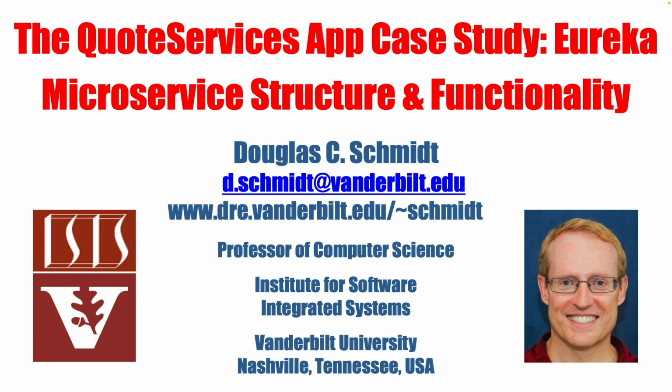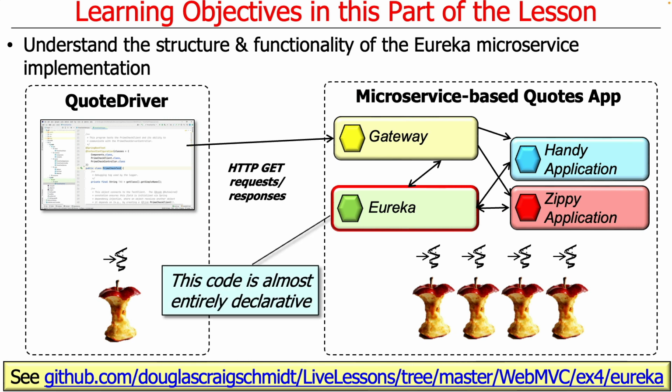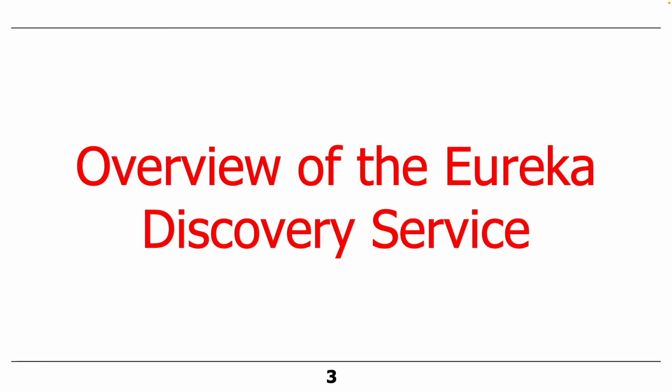So now that I've given you an overview of the QuoteServices architecture with its various elements, let's zero in on one piece of that architecture, which is the Eureka microservice structure and functionality. And this particular functionality is used to provide discovery services, discovery capabilities. The code for this module, for this microservice, is almost entirely declarative. There's almost nothing you actually have to write with your Java chops intact. You do it mostly through configuration and declaration in YAML files, which we'll see.